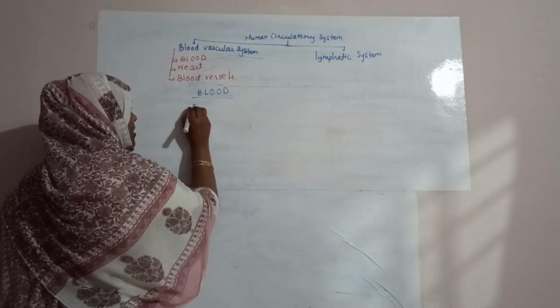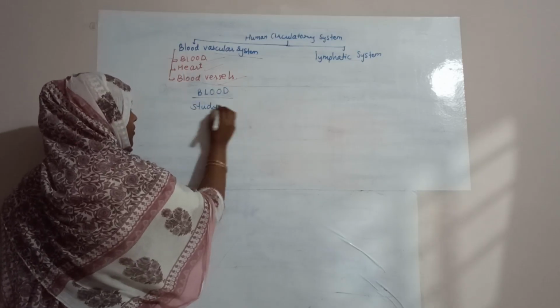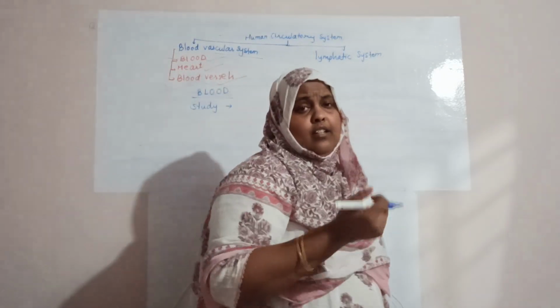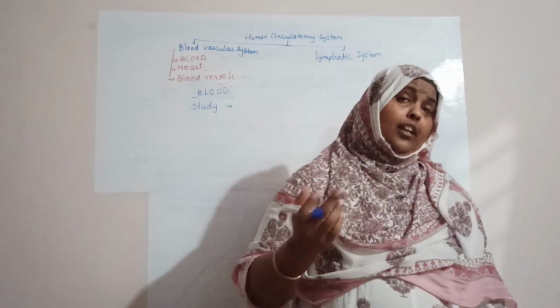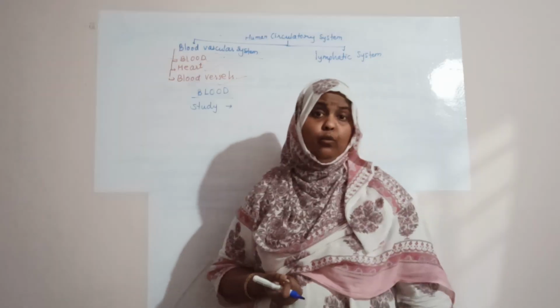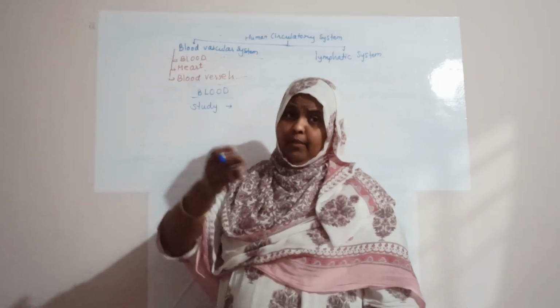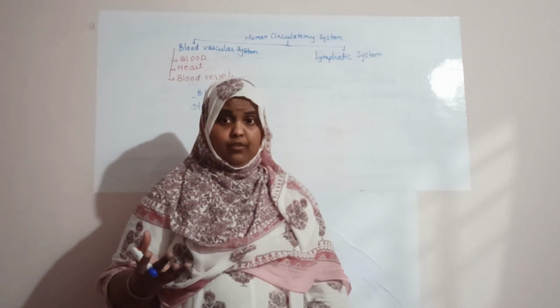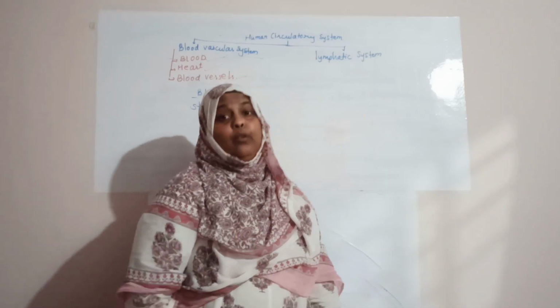Blood. Study of blood. Okay, now tell me. If you remember, in the cell chapter we studied that the study of the cell is known as cytology. Then in the previous chapter, excretion, the study of the nephron is known as nephrology. In the nervous system you study neurology.